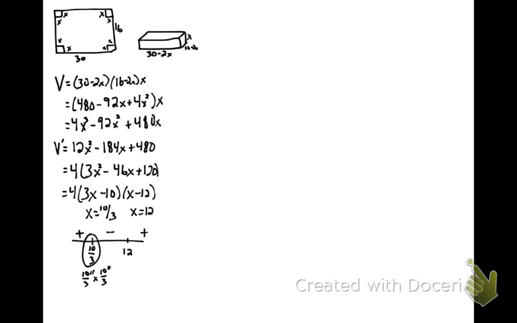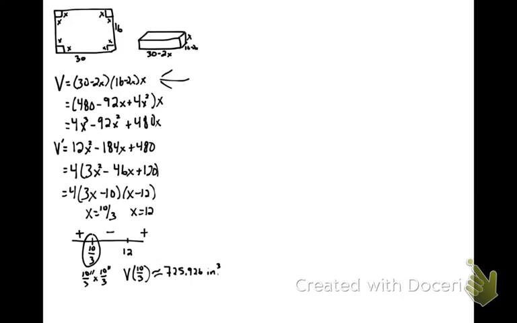And now if I want to find the maximum volume, which is the second part of the question, then I need to find what V of 10/3 is based on my original function up here. So when I plug 10/3 in for x and simplify this down, I get about 725.926 cubic inches.